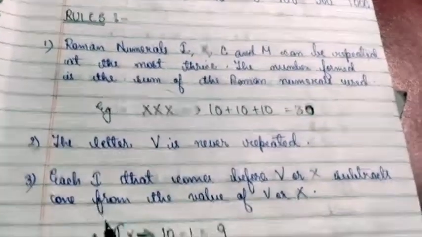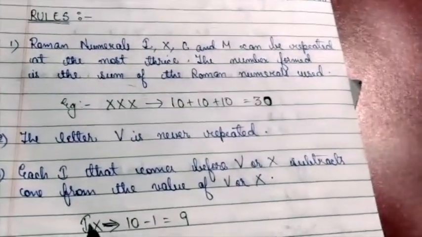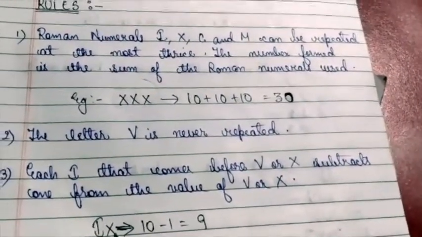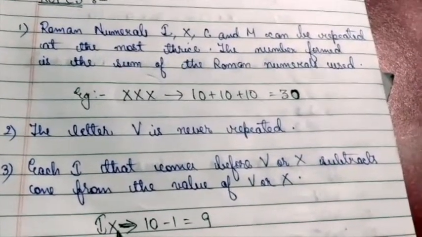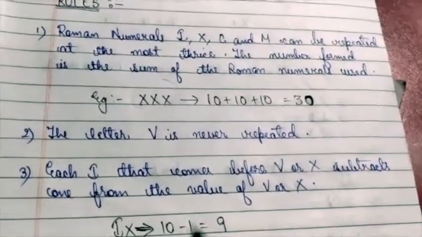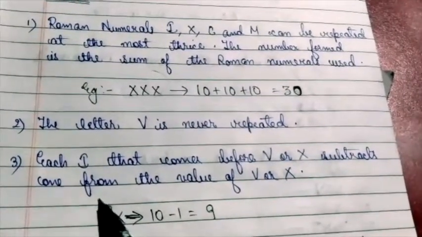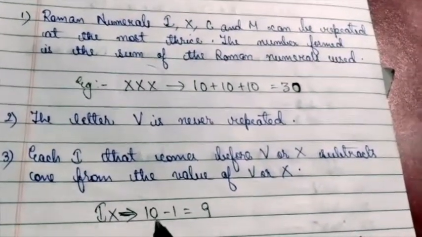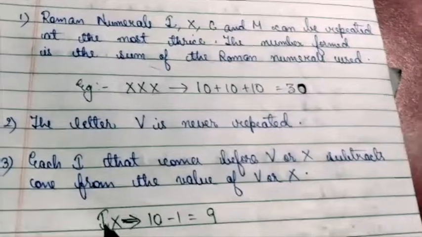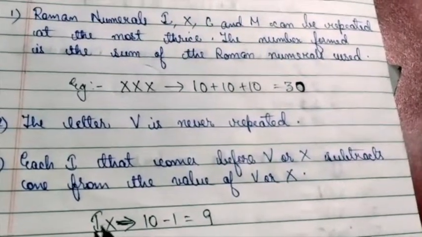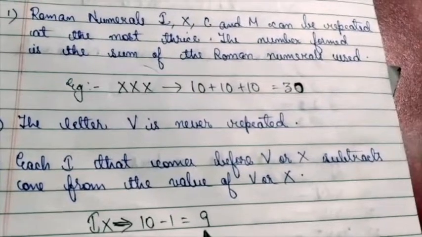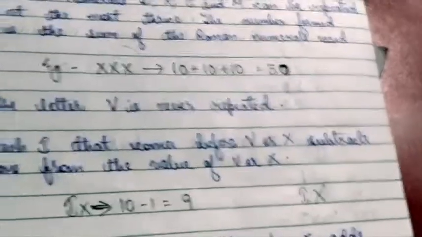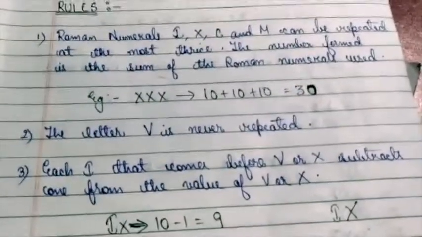For example, if I have written IX, that means I comes before X. In that case, what will we do? We will subtract the value of I from X. X means 10, so we will write 10 and subtract I. I means 1. This is equal to 9. So IX is equal to 9. If it is asked to write 9 in Roman, we will write IX. Clear? You have to remember all the rules.